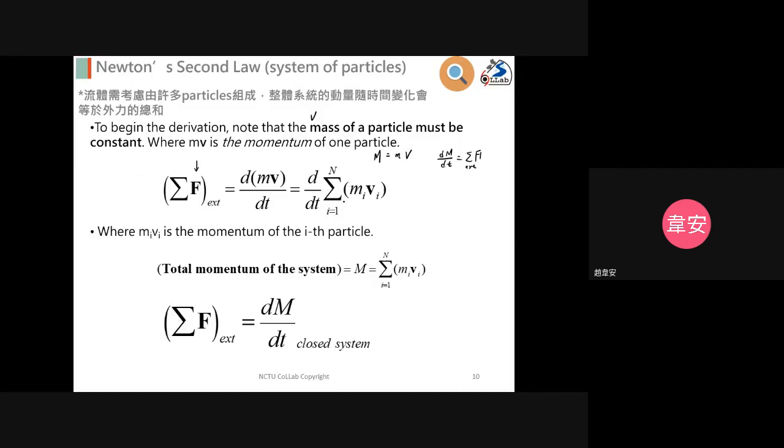Usually we consider that there are many particles in our system. So how does the momentum change? We need to take the sum, sigma, of the total momentum of each particle. And we focus our problem on closed systems. So actually the external force is equal to the momentum change with time in our closed systems.